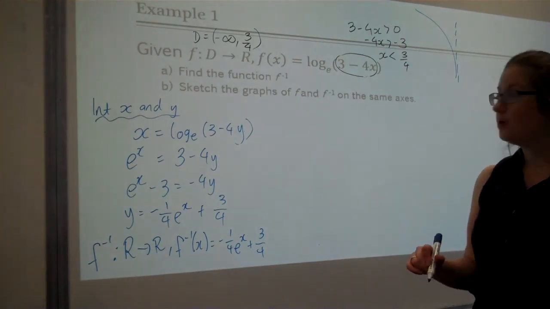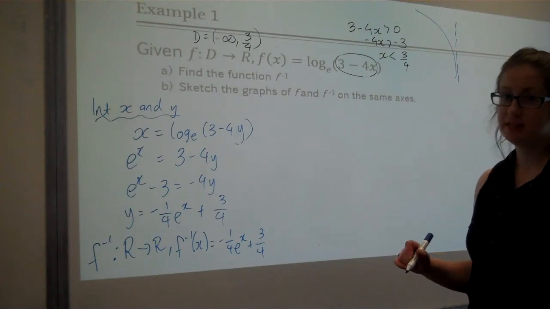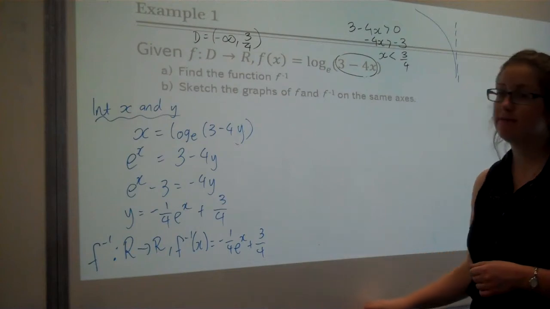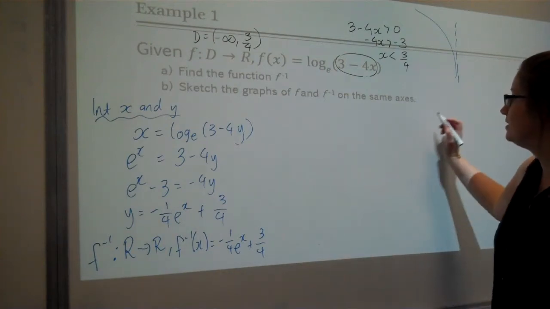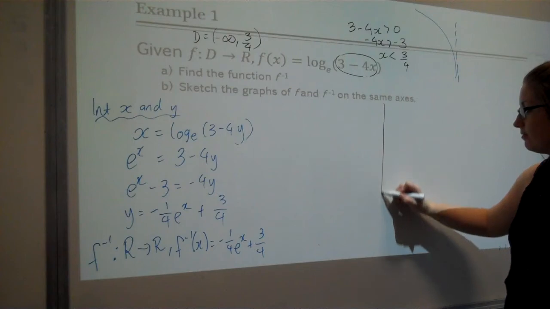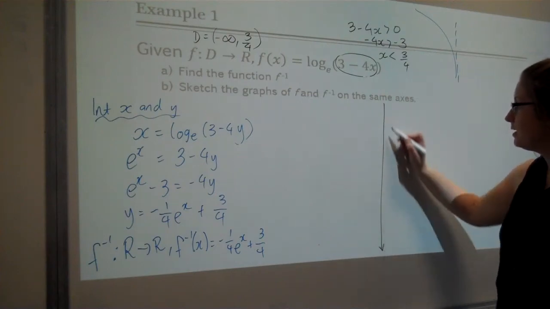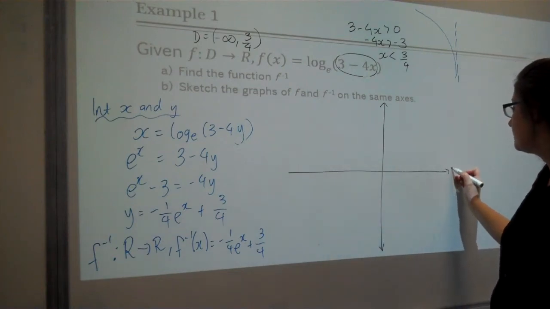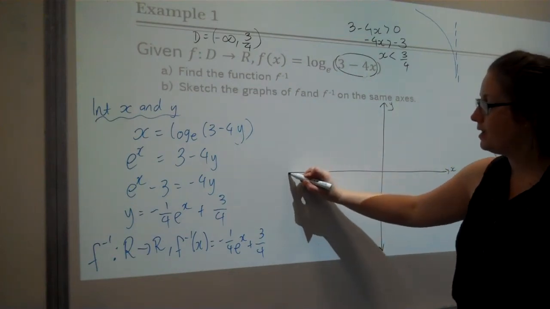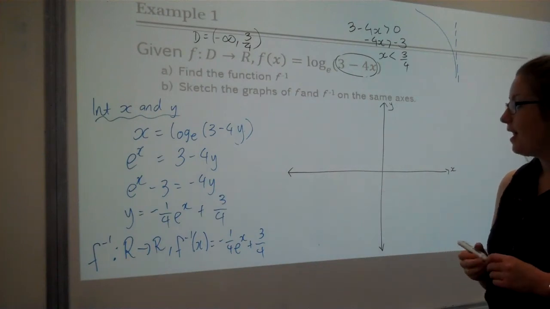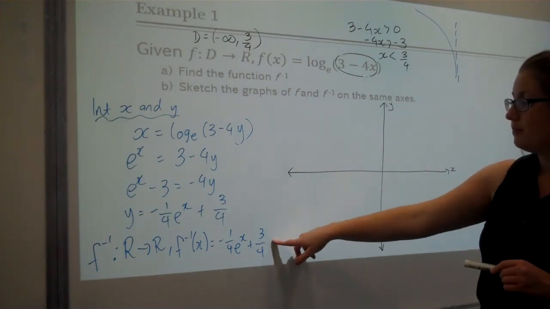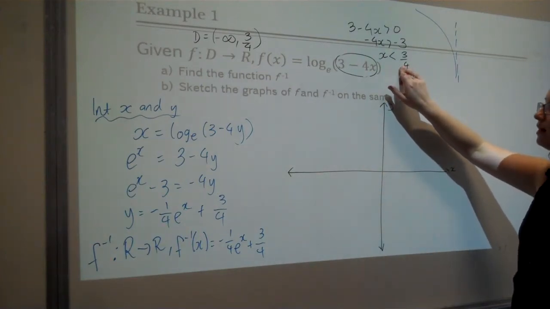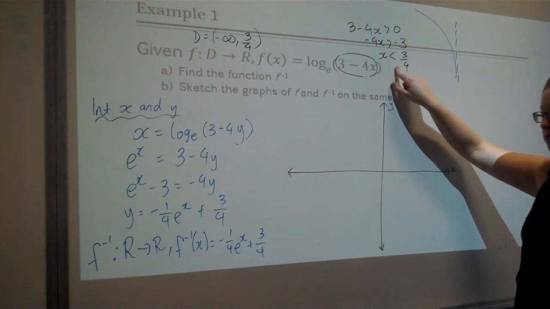Okay, moving along, we can now look at sketching this graph. So we're sketching the graph of f and f inverse on the same axes. We've got to be really careful here. So if we are looking at sketching this, let's think about where things are. Let's think about if we're going to get any x and y intercepts. Our asymptote here is at 3/4 for our log graph, because we know that x has to be less than 3/4.